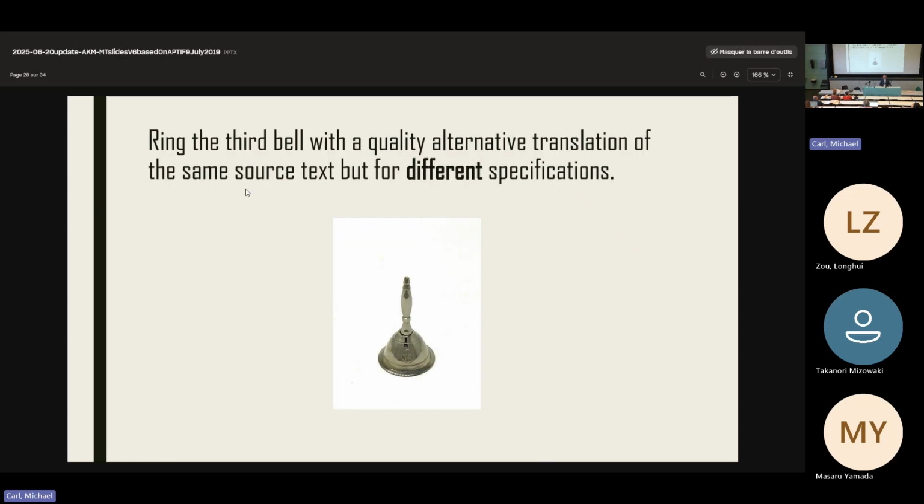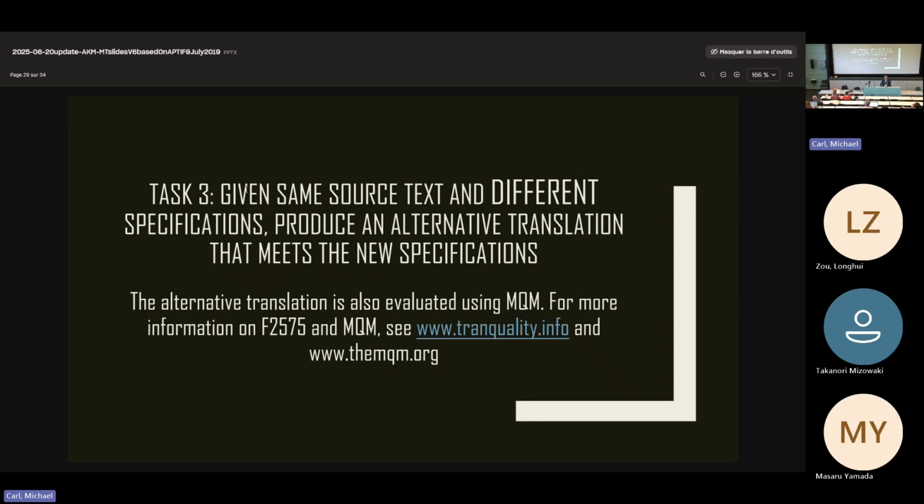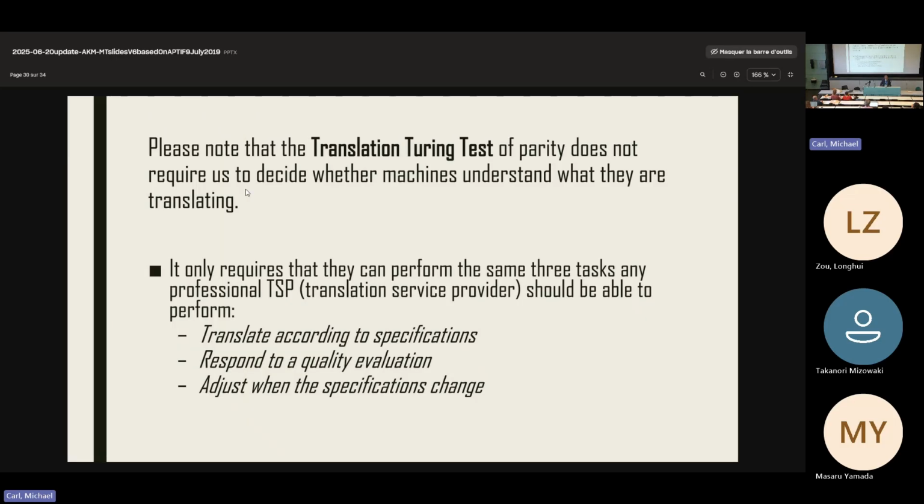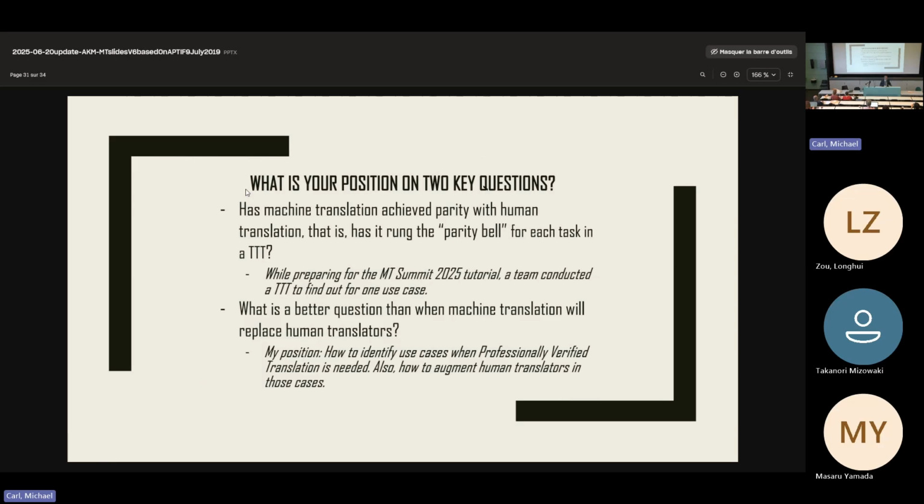The third bell is to produce an alternative translation based on alternative specifications, where the requester says, I've changed my mind, or I'd like an additional translation with another set of specifications. Anthony Pym, one of my favorite translation scholars, says real translation competence is to be able to take a source text and produce multiple translations, each appropriate to a set of specifications. Given the same source text, different specs, produce an alternative translation. So, in summary, translate according to specifications that are interactively developed, respond to a quality evaluation, and adjust when the specifications change.